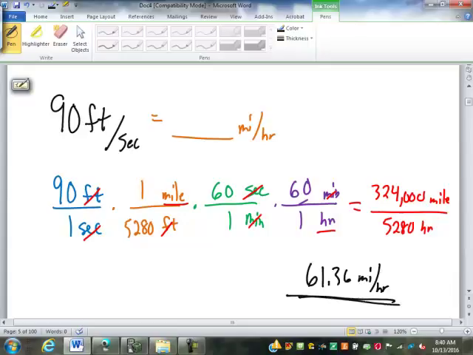So now you think about that. That's 90 feet in 1 second. How far is it from home plate to the pitcher's mound?